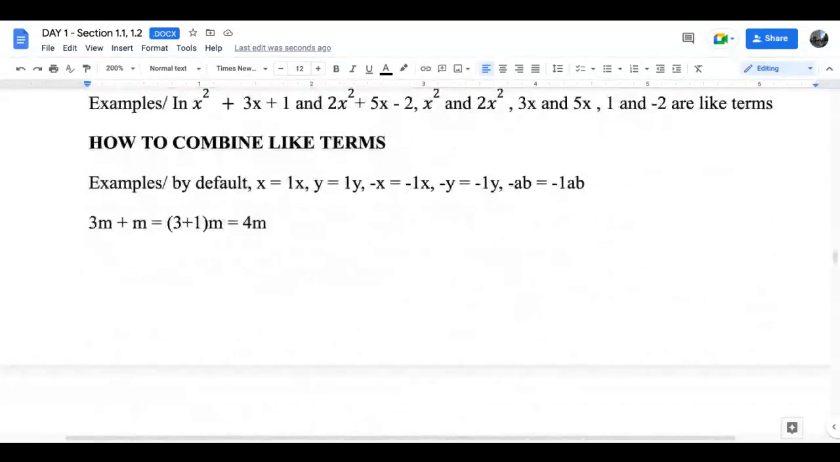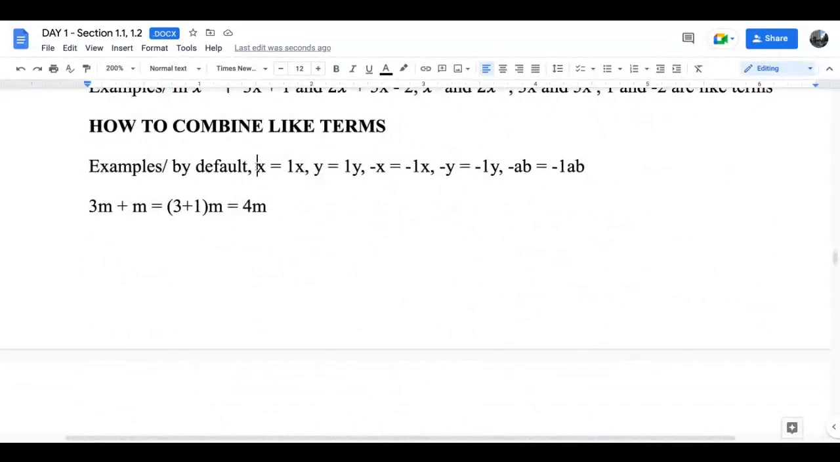So how do we combine like terms? Before that, let's understand this. x, by convention, is 1x. That's 1x raised to the first power. y is 1y raised to the first power. Negative x is negative 1x. Negative y is negative 1y. Negative ab is negative 1ab. So we just don't bother to write 1 in front. But when we calculate, we need to understand that there's an invisible 1 there.